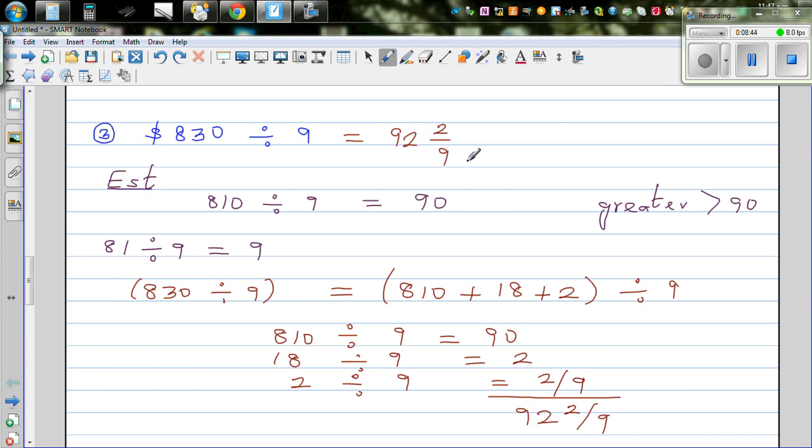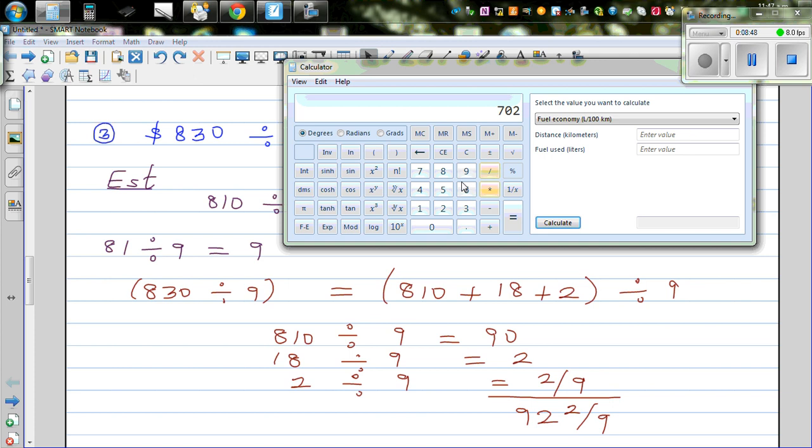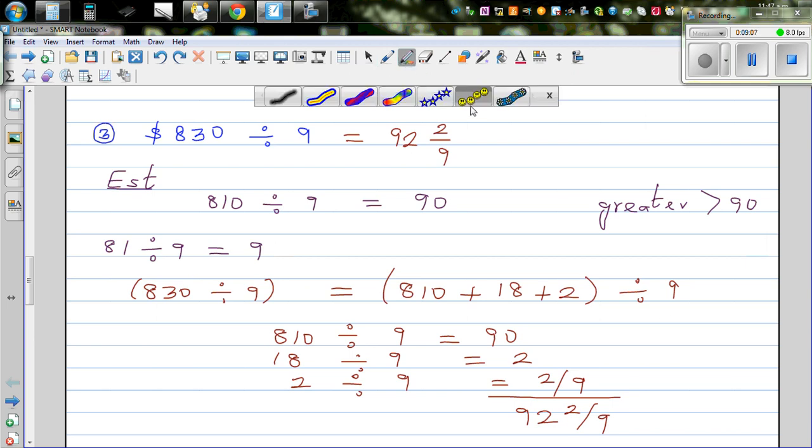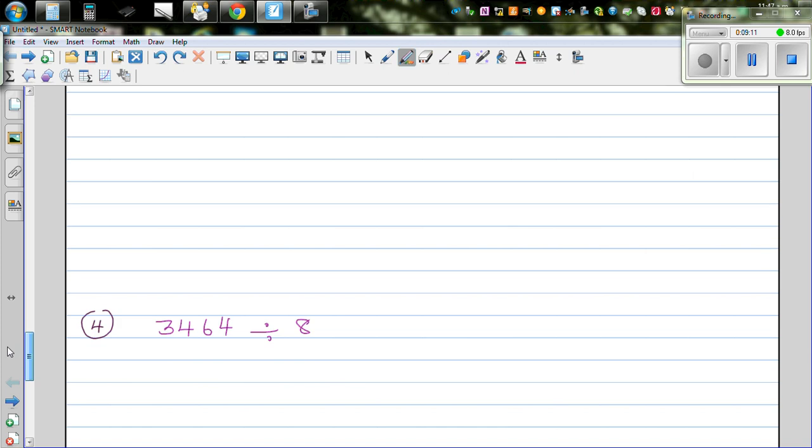So let's check, estimate the answer. So the question was 830 divided by 9. So 2/9 is 0.22 recurring. So let me show you that. So on the calculator, 2 divided by 9 is 0.22. So answer is right. Okay, so this is a smiley face, and let's finish with this question.